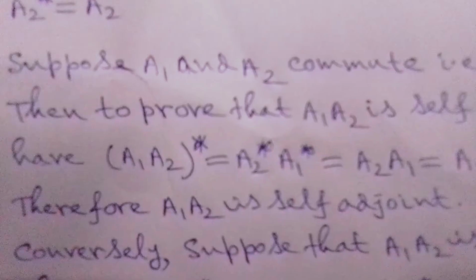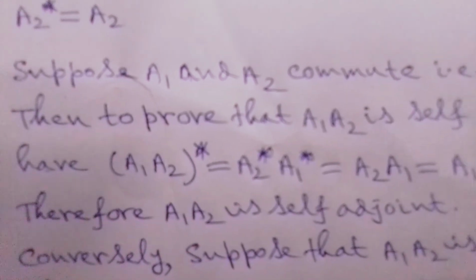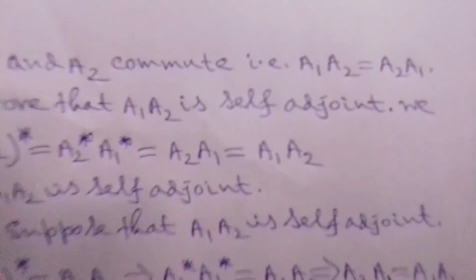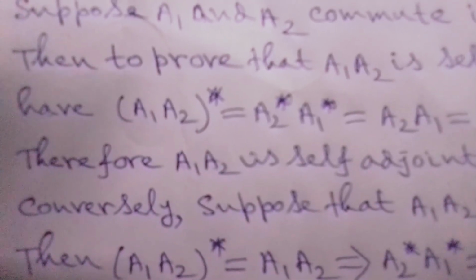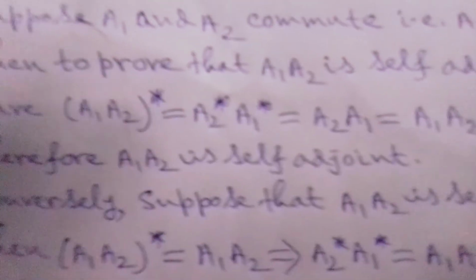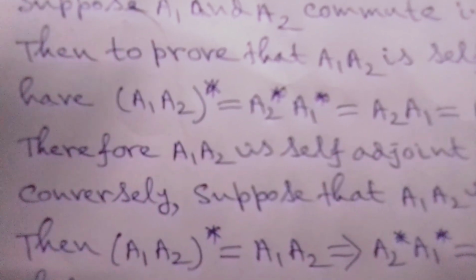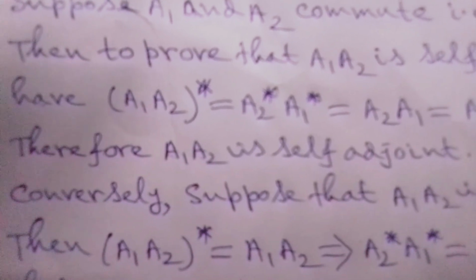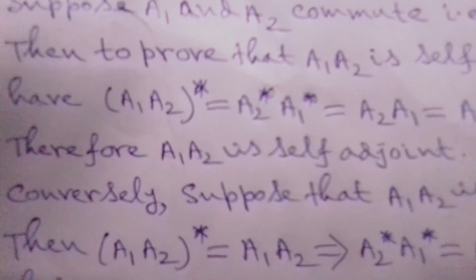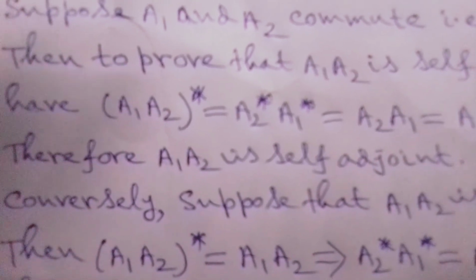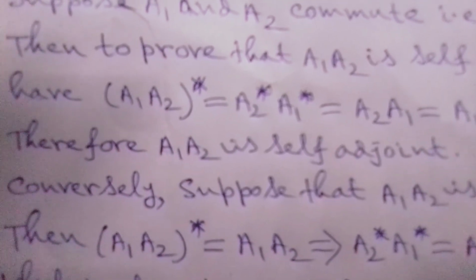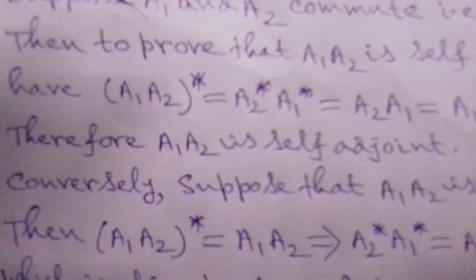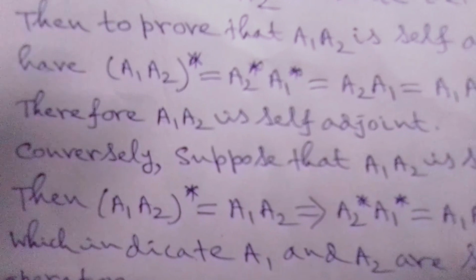Now suppose A1 and A2 commute. Commutative means A1 A2 is equal to A2 A1, and then we prove that A1 A2 is self-adjoint. We have (A1 A2) whole star, that will be equal to A2 star A1 star. This is the property of adjoints. As A1 and A2 are self-adjoint, A2 star is equal to A2 and A1 star equals A1, and already we have A2 A1 equal to A1 A2, and therefore we can say A1 A2 is self-adjoint.